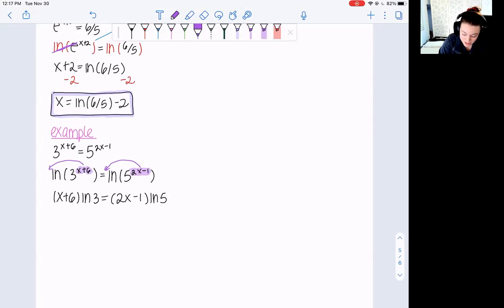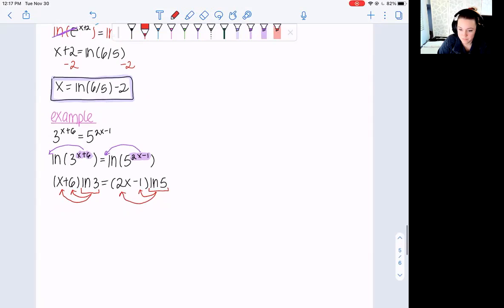With each of these, you are distributing the ln to both terms. So you get x ln 3 plus 6 ln 3 equals 2x ln 5 minus ln 5. All right, the math here is just kind of tedious. It's just a tiny bit tedious.